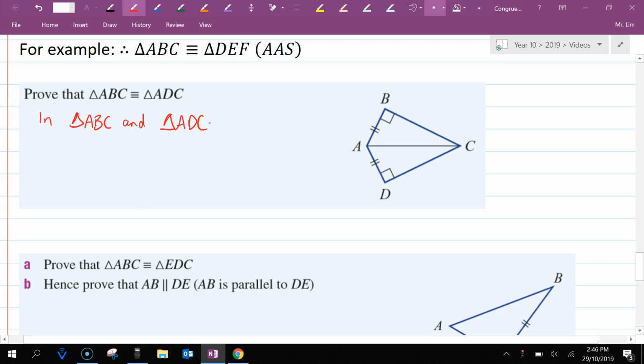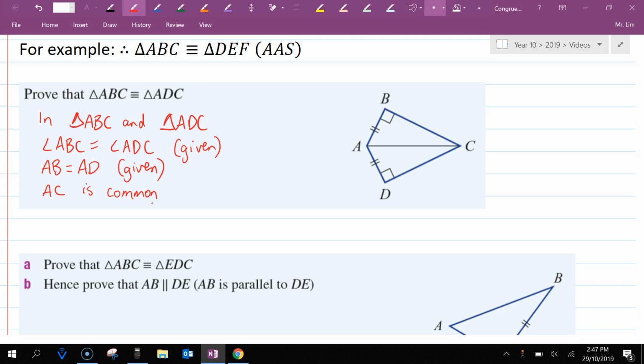So we can see here that angle ABC is equal to angle ADC, and that's because it's given to us. It says that they are both right angles. We see that side AB is equal to side AD because that's given to us with the 2 lines in each. And we can also see that side AC is common. Both triangles share that side.